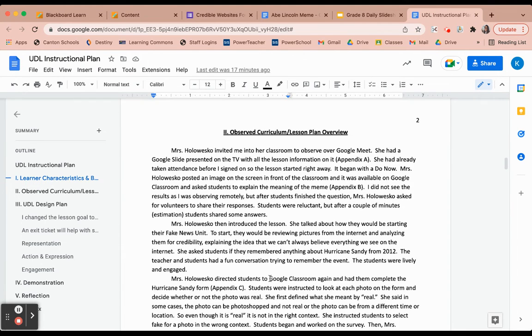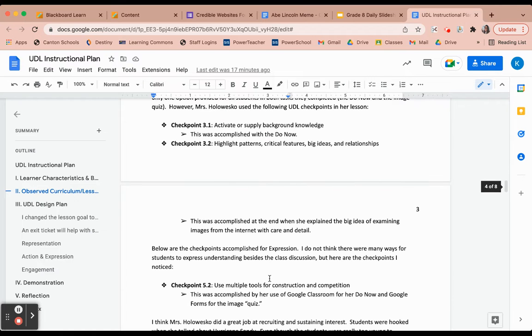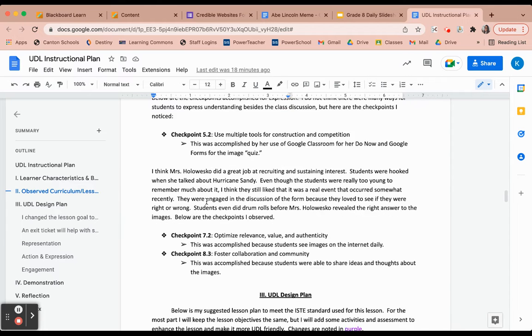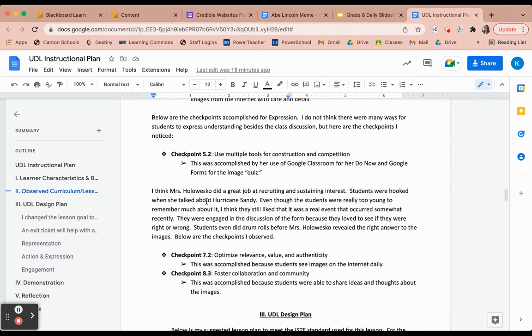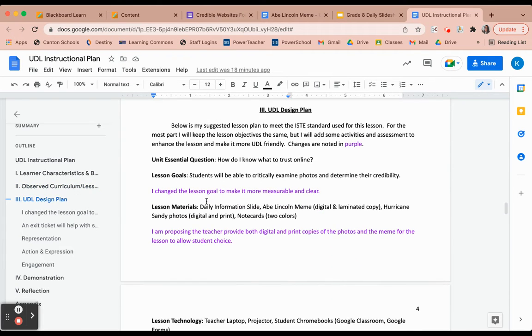I describe the lesson here and include all of the checkpoints that I witnessed. I was able to witness quite a few when I observed, but there was also room for improvement. So here's my UDL design plan.